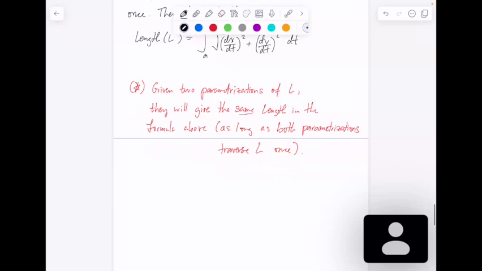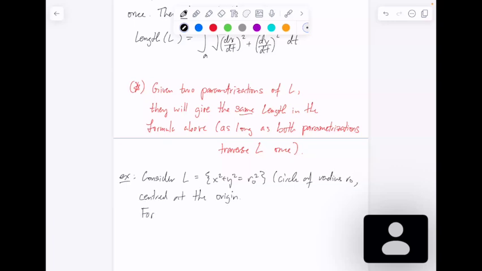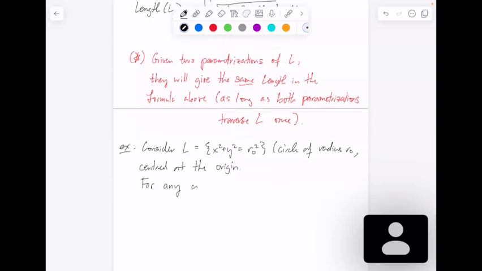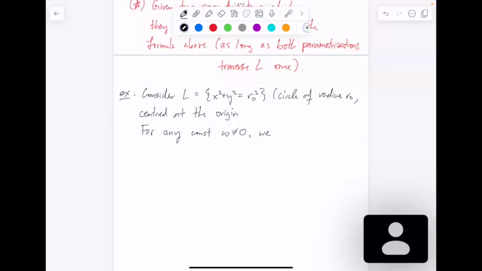Let's do an example here. We'll continue this next time. So consider L as a circle: x squared plus y squared is equal to R0 squared. All right, so this is a circle of radius R0, centered at the origin. So by the above, for any constant omega, let's say non-zero, we parameterize L by the following. Because it's a circle of radius R0, we take cosine omega t, sine omega t, all scaled by R0.